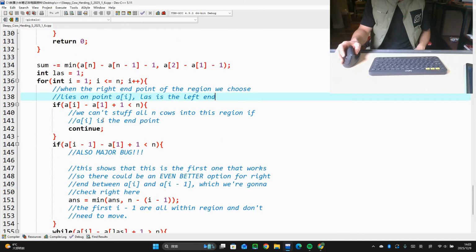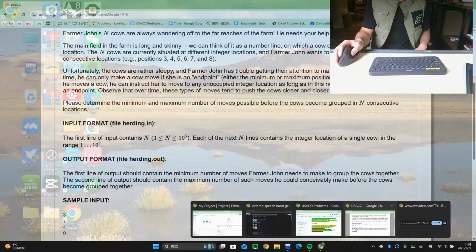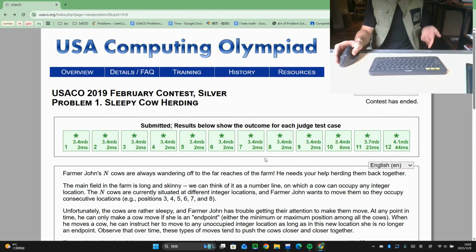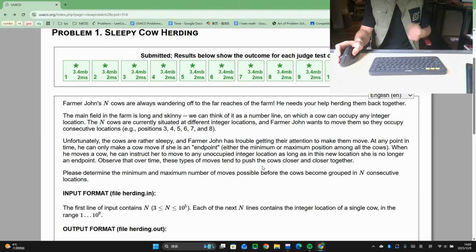Yeah, you can probably understand this code after my explanation. I think I explained this pretty well. Hopefully you thought so too. So hopefully after this video you understand how to solve the 2019 February contest silver problem 1, Sleepy Cow Herding, and thank you for watching.